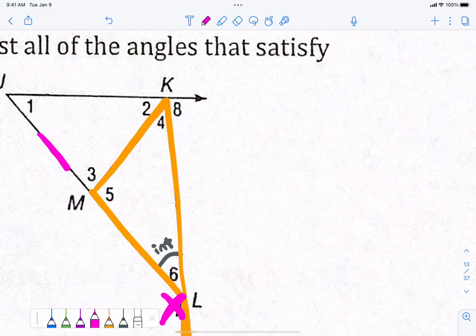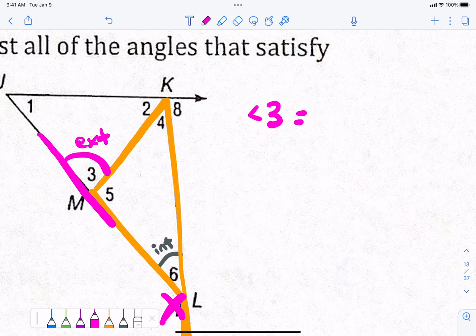Is 3? If I extend this side, is that an exterior angle? Yeah, so we're going to look at angle 3, okay? For angle 3, we have to extend the sides out, right? Angle 3 is my exterior angle. Which two angles add together to make angle 3?